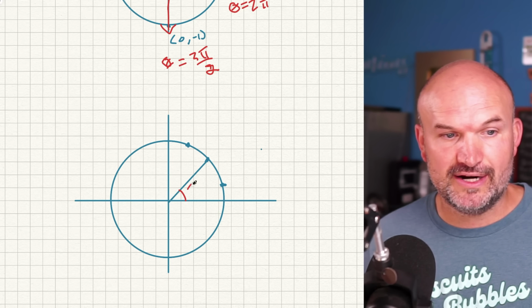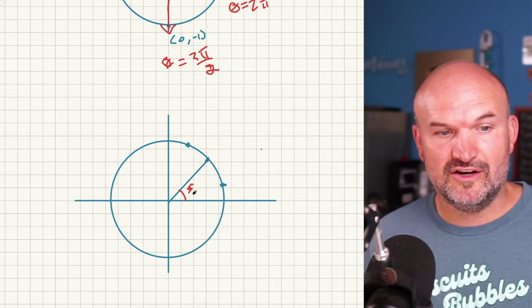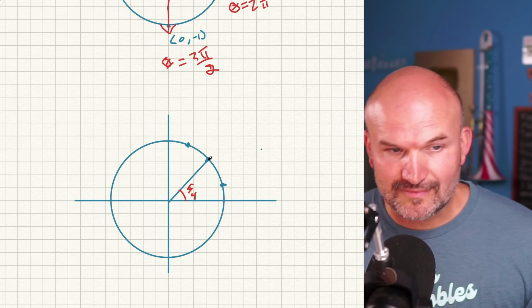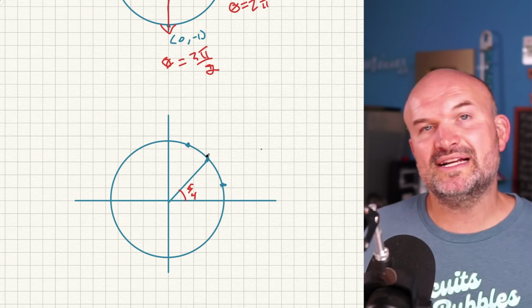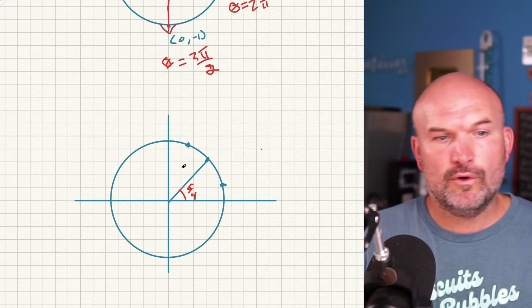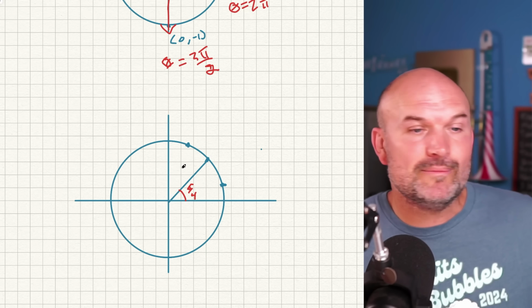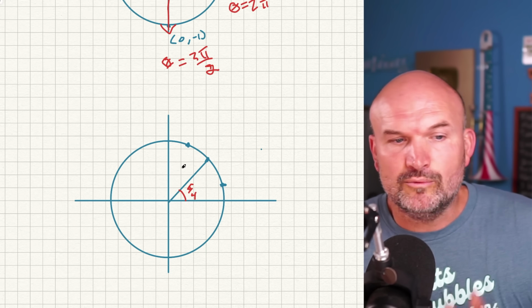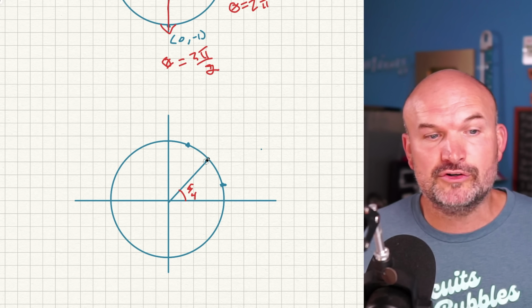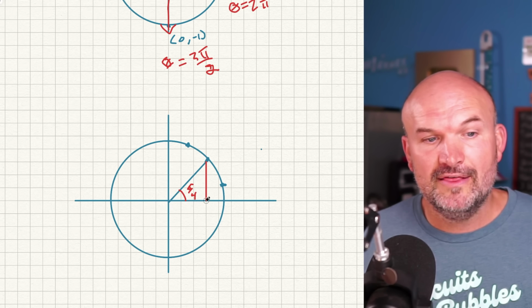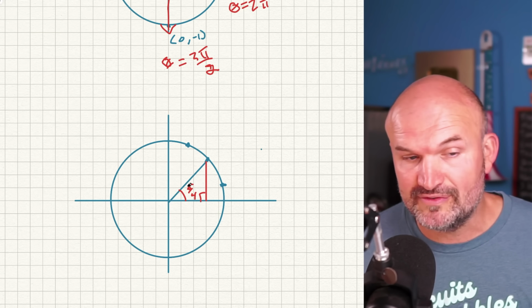So we'll say from here over here is the angle of pi over 4. Now, how do we figure out what exactly this point is? Pi over 4 actually relates to 45. And if you remember anything about geometry, when we have a right triangle with a 45-degree angle and a 90-degree angle, that creates what we call a 45-45-90 triangle.